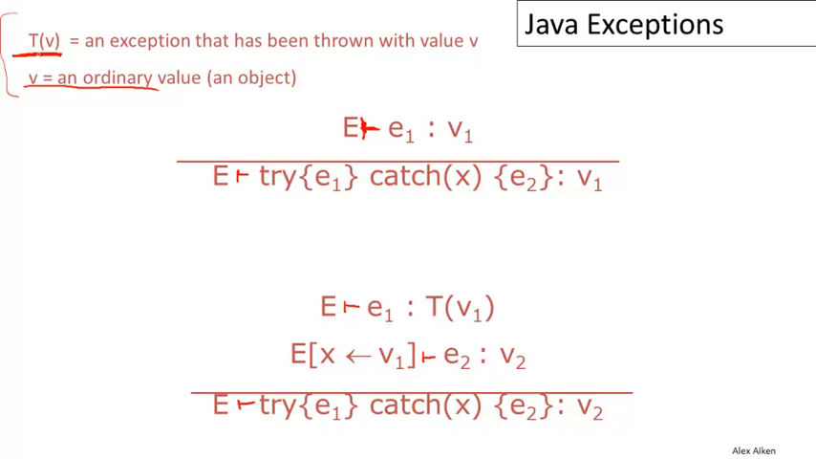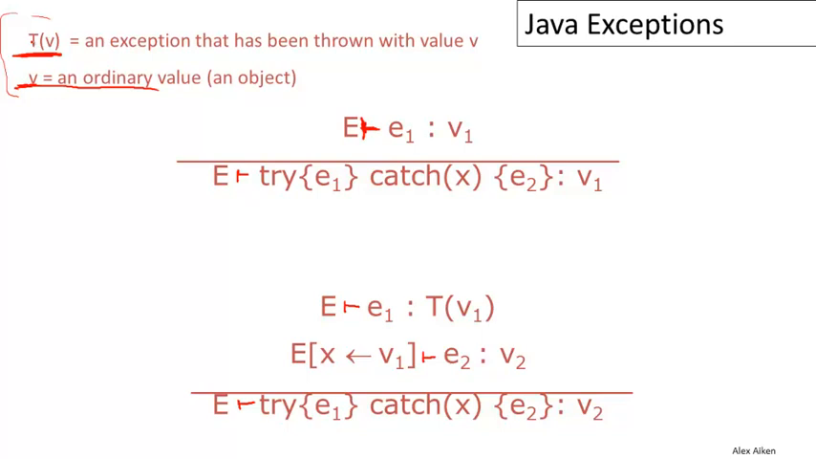So when the exception is actually thrown, it becomes a special kind of value, and it gets treated differently. We're going to distinguish between an ordinary object V and objects that have been thrown, which are then active exceptions.